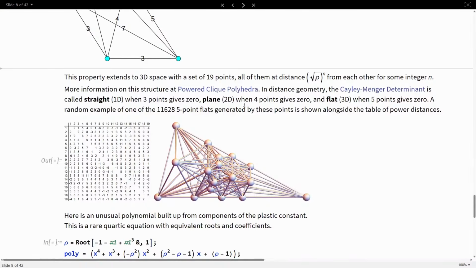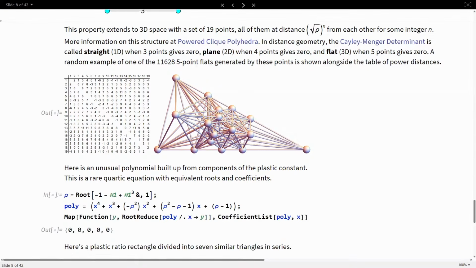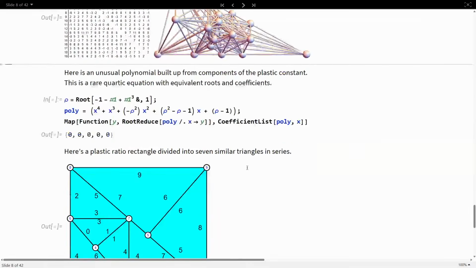And you can go to 19 points in 3D space, and all 19 points are powers of the square root of the plastic constant away from each other. So this is a way of doing K19 with powers of a particular value. And I'm positive that the plastic constant is the only number with that property.